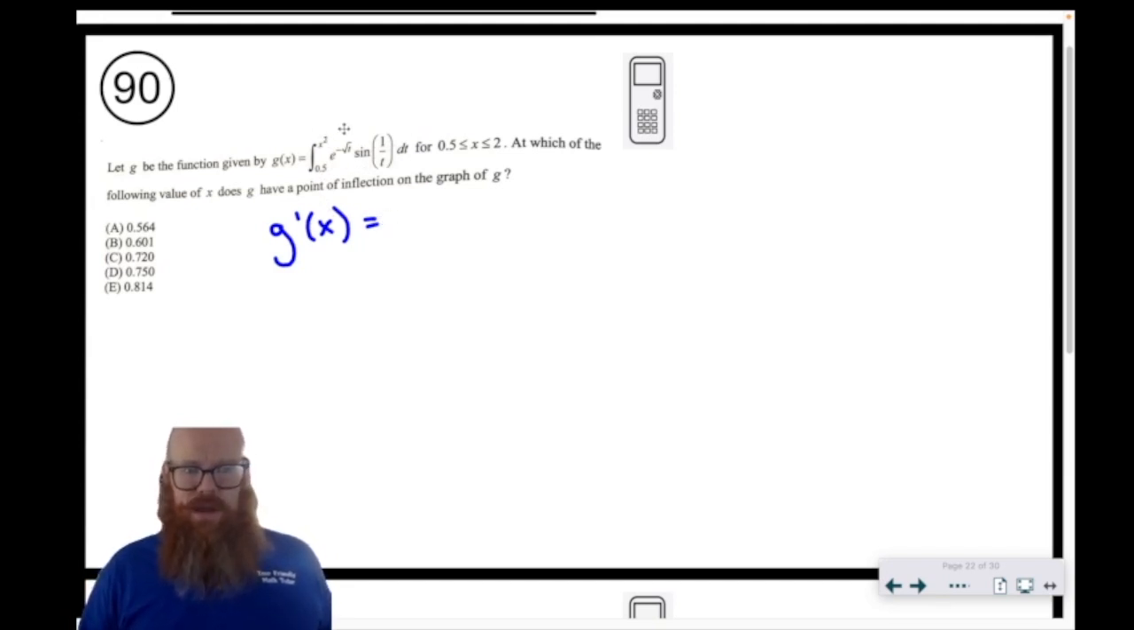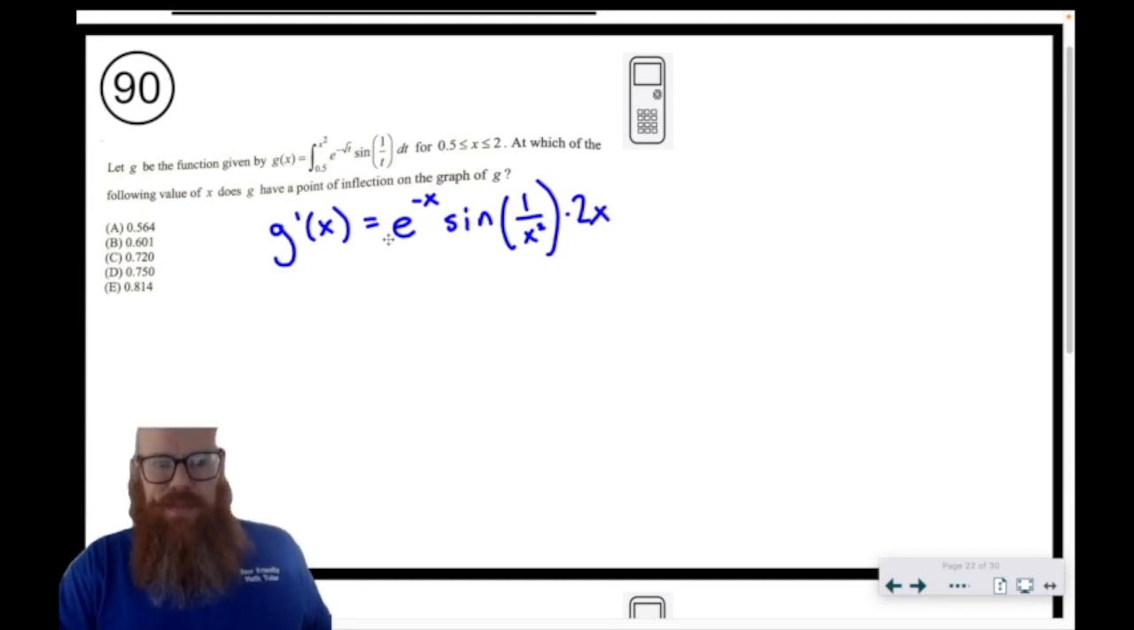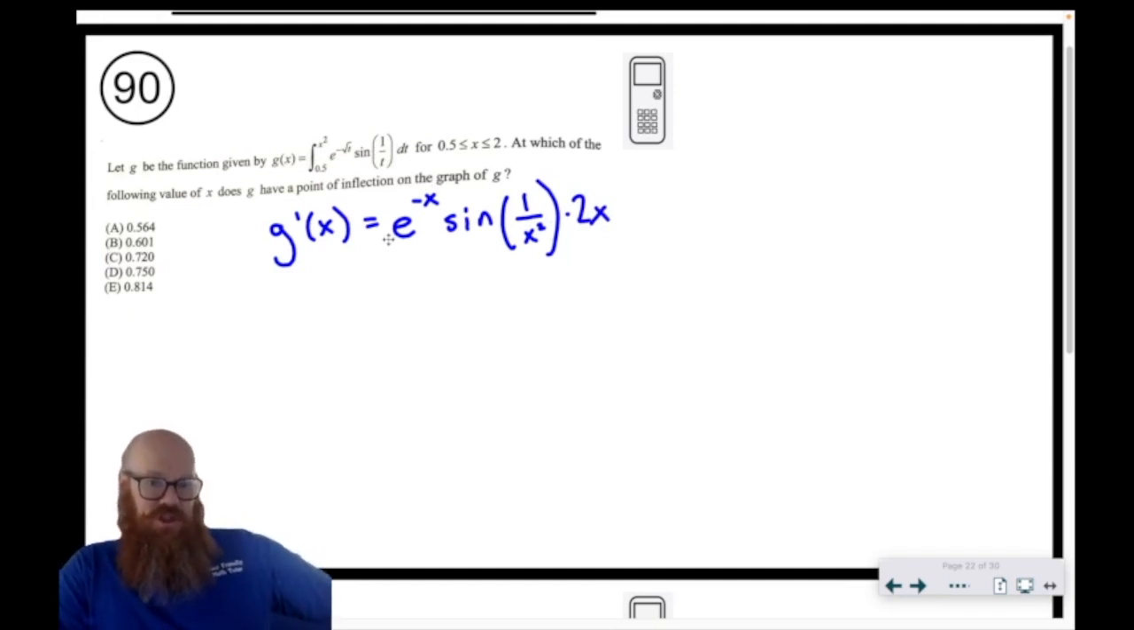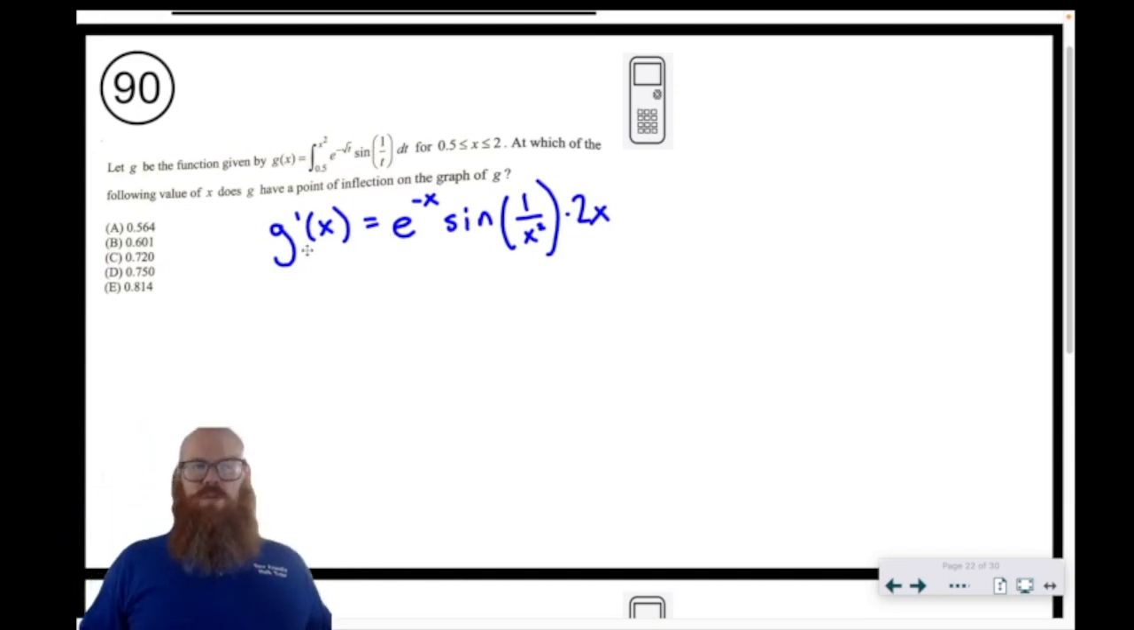I'm going to be plugging in x squared for each t. So the root of x squared is x, so I get e to the negative x. Then I get the sine of 1 over x squared, and then I have to remember chain rule. I have to multiply by the derivative of x squared, which is 2x. So this is g prime. And if I want a point of inflection on the graph, that's when the second derivative is equal to 0. So that's when the derivative of the derivative would equal 0.